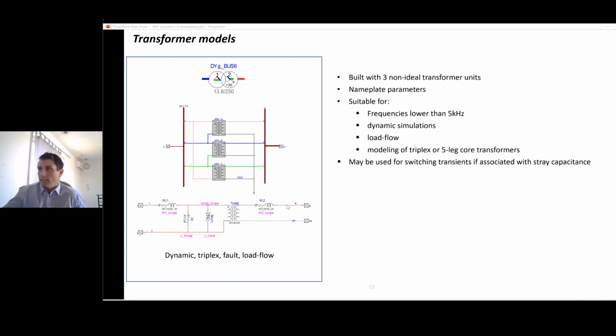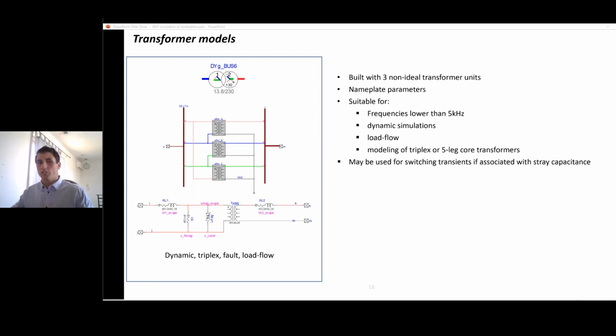That can also be a difference if you are used to working with some PSS tool. In PSS tools, you don't really have these units, because those are based on per unit, basically. So this one is suitable for frequencies lower than 5 kilohertz, dynamic load flow, and when you model for some switching, triplex and 5-leg core. So triplex is when the transformer is built with 3 units physically. In this case, it's exactly the same representation, so no problem. 5-legged core, it's also a good representation for that.